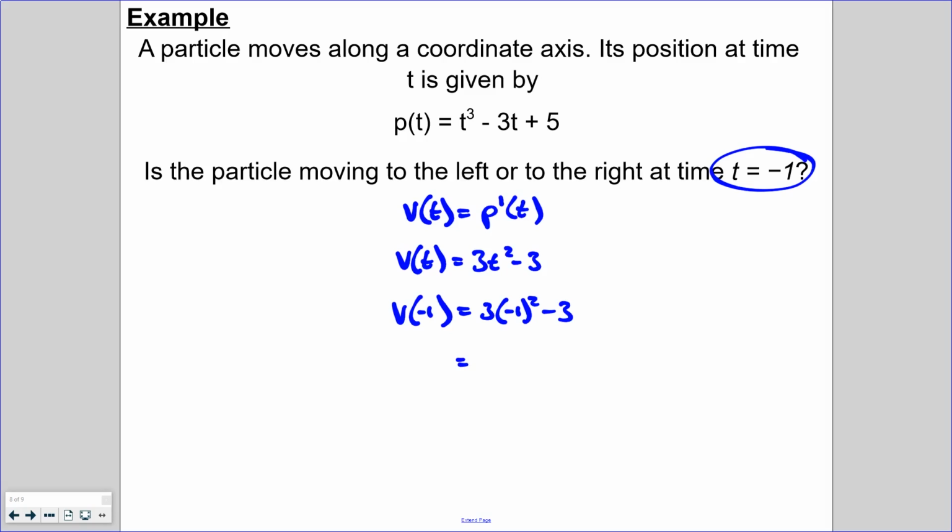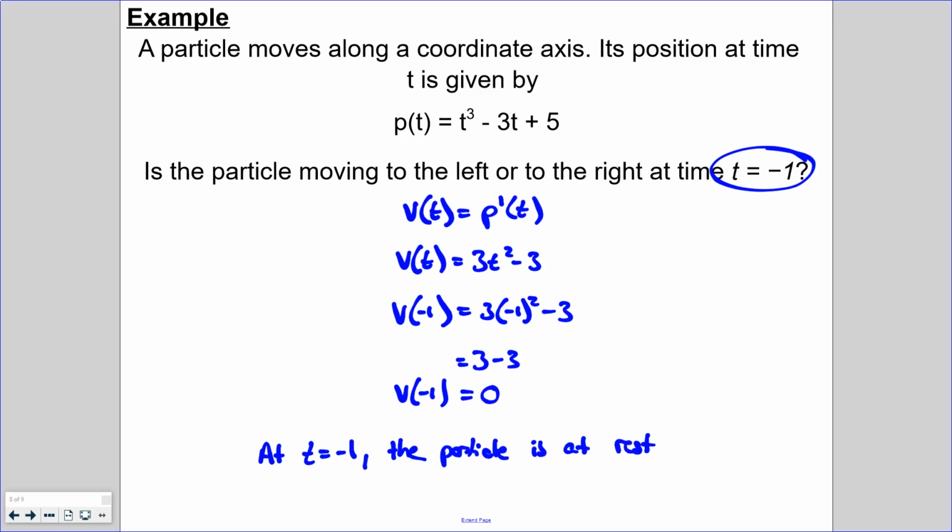And then we can continue calculating this. Let's see, negative 1 squared is 1. 1 times 3 is 3. 3 minus 3 is 0. So therefore, we know that v of negative 1 is going to be 0, which means it's neither moving left nor right, which is fine. That can happen. And since it's moving neither left or right, we know that it's at rest. So therefore, at t equals negative 1, the particle is at rest, which means it could not be moving or that it's changing directions.